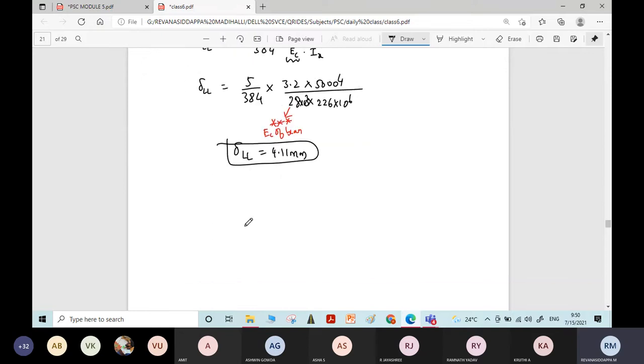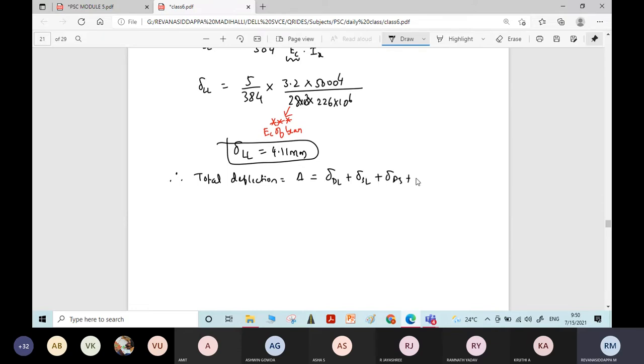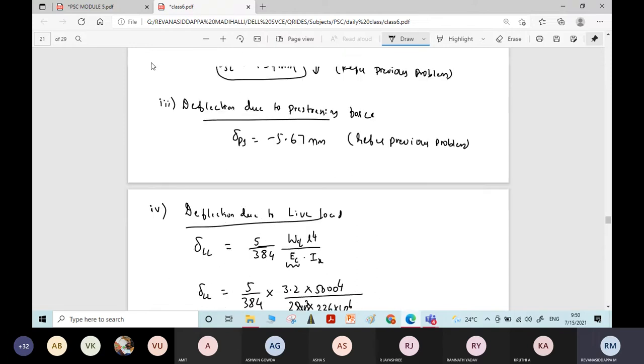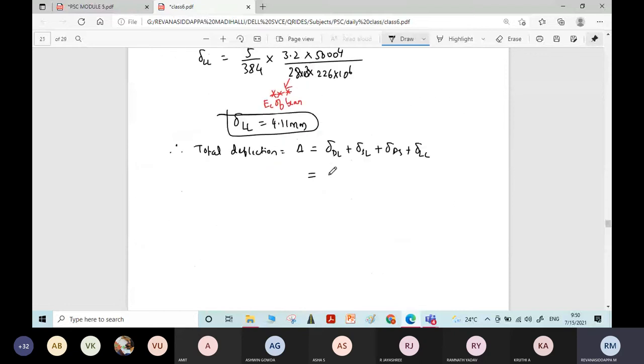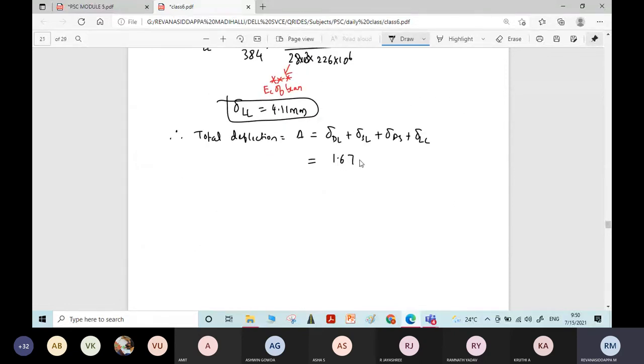Now you can calculate the total deflection. Therefore, the total deflection will be delta is equal to deflection due to dead load of the beam, plus deflection due to slab load on the beam, plus deflection due to pre-stressing force, plus deflection due to live load. Deflection due to dead load is 1.67 plus 1.34 minus 5.67, deflection due to live load is 4.11. What is the final deflection? Yes, 1.45 mm. So this is the calculation of deflection for propped construction.